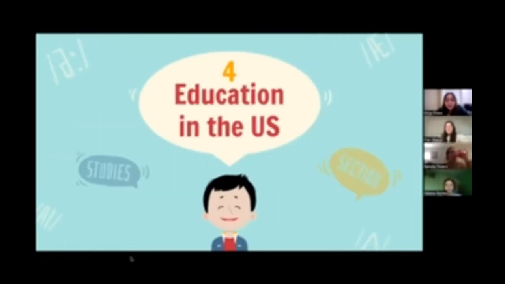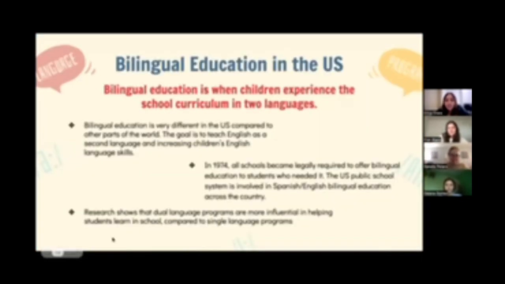I'm going to be talking about bilingual education in the US. So, the definition of bilingual education in general is when children experience the school curriculum in two languages. But in the US, compared to different parts of the world, our bilingual education system is different. The goal is to teach English as a second language and increase children's English language skills. In 1974, all schools became legally required to offer bilingual education to students who needed it. And the US public school system is involved in Spanish and English bilingual education across the country.